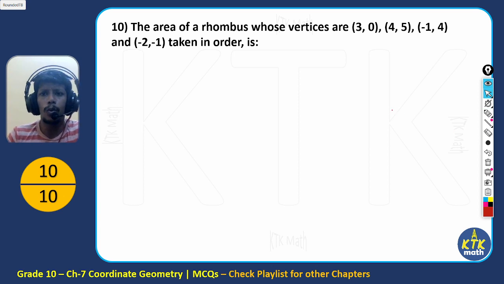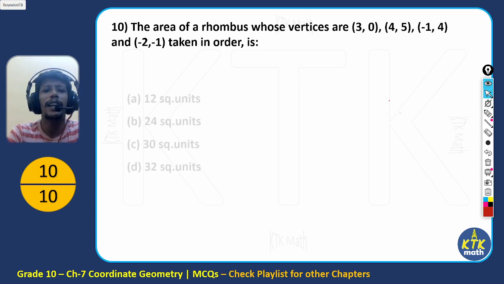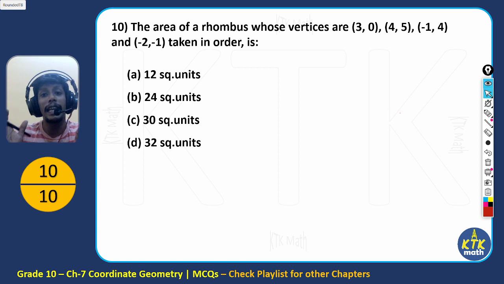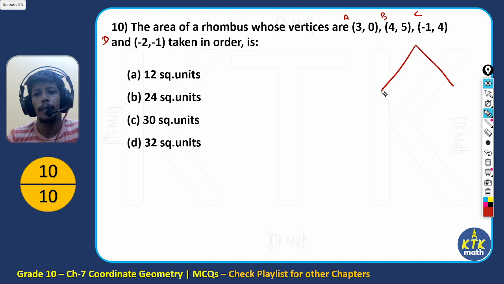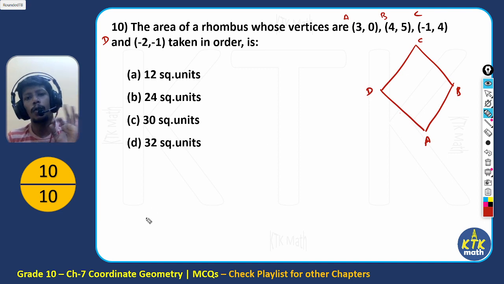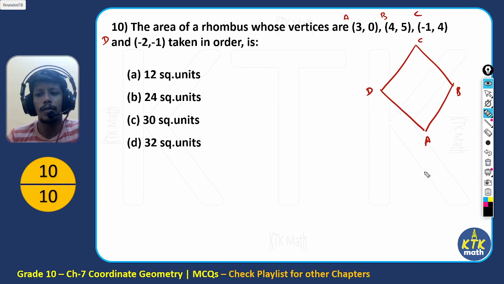The area of a rhombus whose vertices are taken in order. It's a very interesting question. How are we going to find the area of a rhombus when 4 points are given to you? Assume this is A and this is B, C, and this is D, like A, B, C, D. How to find the area of a rhombus? The formula you have in your hand is half into diagonal 1 into diagonal 2. This is the formula for finding the area of a rhombus.